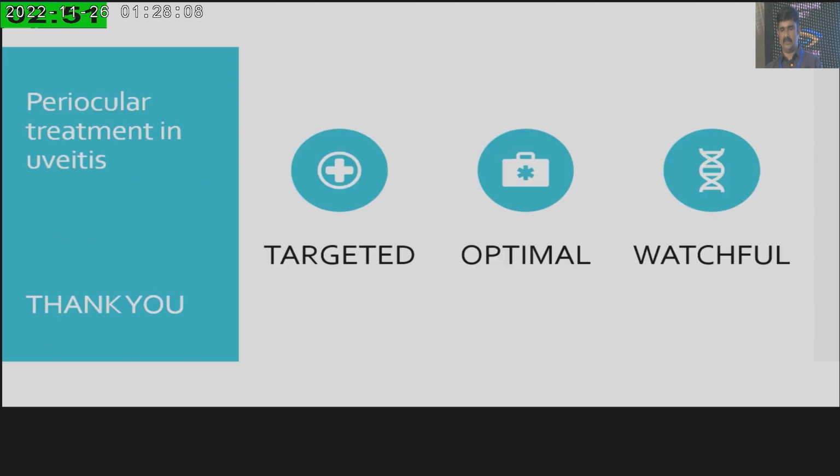So coming to the end, periocular treatment in uveitis has to be targeted. You have to look at where the inflammation is maximum, what the complication is, and so you have to target your treatment very well, and you have to use it judiciously, even though they may appear mild. You have to use it judiciously so that you get the optimal effect, and you should always be watchful for the complications. Thank you.